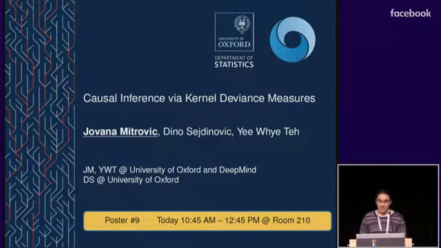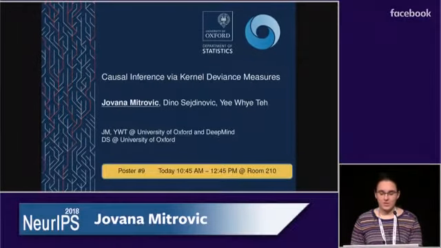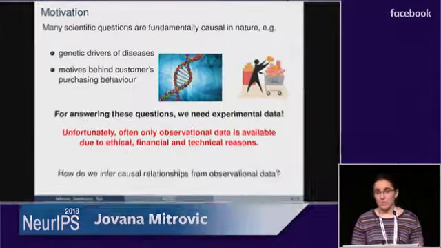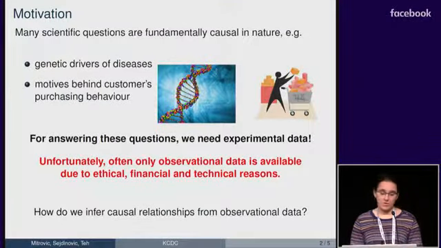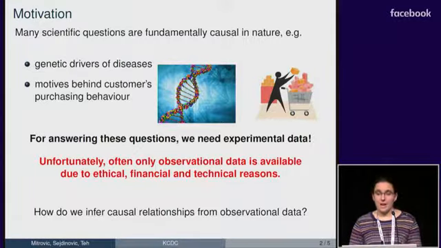Thank you for the introduction. My name is Joanna, and this is joint work with Dino Sejdinovic at Oxford and Yee Whye Teh at Oxford and DeepMind. Many scientific questions we want to answer are fundamentally causal in nature, be it genetic drivers of some diseases, or if we're interested in the motives behind customers' purchasing behaviors. And for properly answering these questions, we really need experimental data. And what do I mean when I say experimental data?